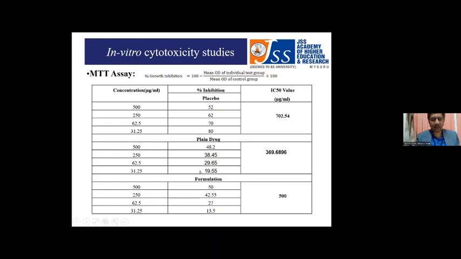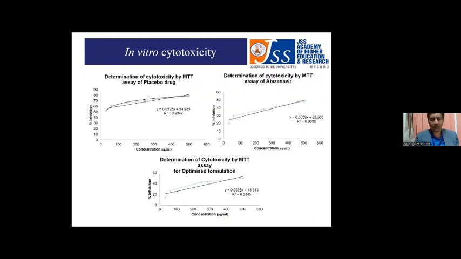369.6896. Then we subjected the formulation also to the MTT assay using 500, 250, 62.5, and 31.25 microgram per ml. The percentage inhibition was 50, 42.55, 27, and 30.5, with an IC50 value of 500 microgram per ml. This indicates that the formulation is good enough to cause cytotoxicity or percentage growth inhibition. This is the pictorial representation of the determination of cytotoxicity by MTT assay for the placebo, this is the pure drug, and this is the optimized formulation, showing the cytotoxicity with regard to the different formulations.